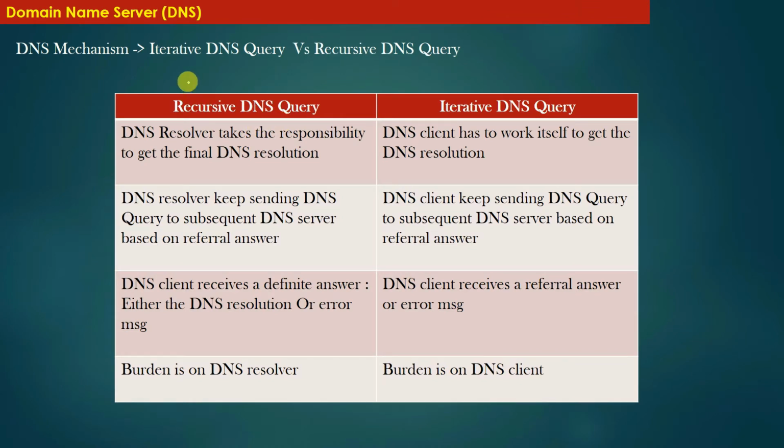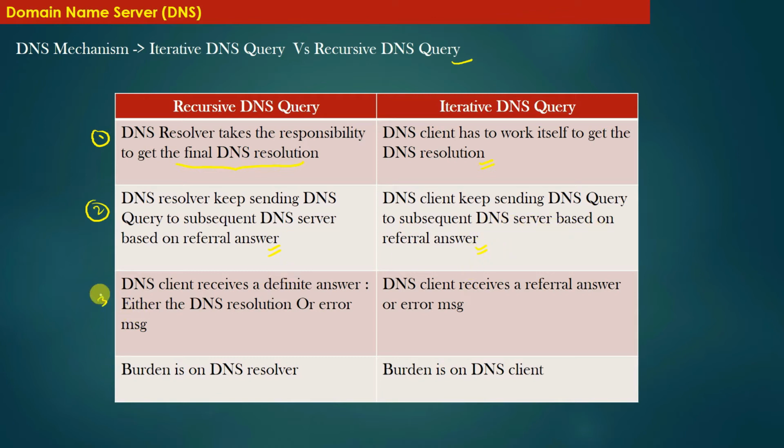So let us discuss the difference between iterative DNS query and recursive DNS query. The first point says that in case of recursive DNS query, the DNS resolver takes the responsibility to get the final DNS resolution. Whereas in case of iterative DNS query, the DNS client has to work itself to get the DNS resolution. Point number 2 says that the DNS resolver keeps sending the DNS query to subsequent DNS servers based on referral answers. Whereas in case of iterative DNS query, it is the DNS client which keeps on sending the DNS query to subsequent DNS servers based on the referral answers.